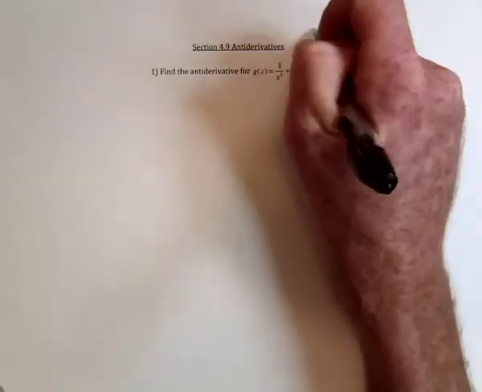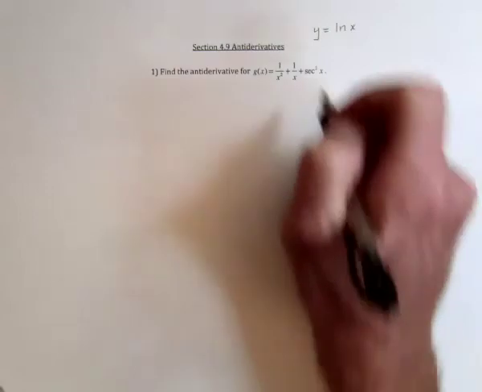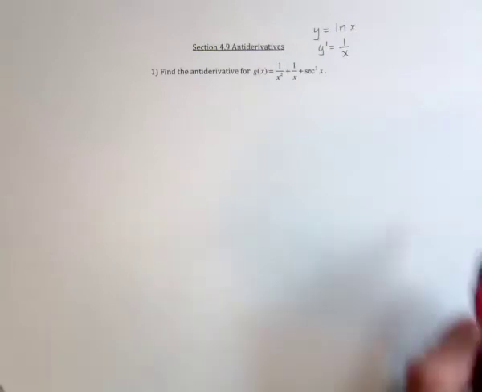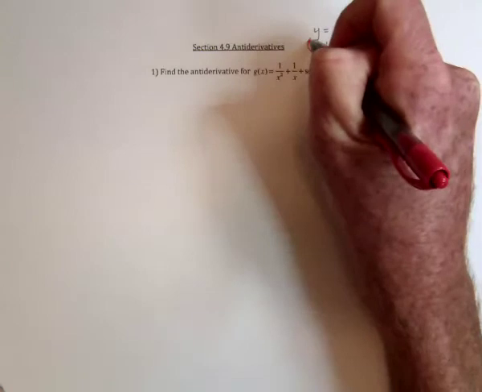We now begin a very important idea in calculus. We've been taking derivatives. For example, y equals the natural log of x, and then we can take the derivative, which is 1 over x. But now anti, meaning the opposite, what if you were given the derivative, then go backwards and find out what was the original function?